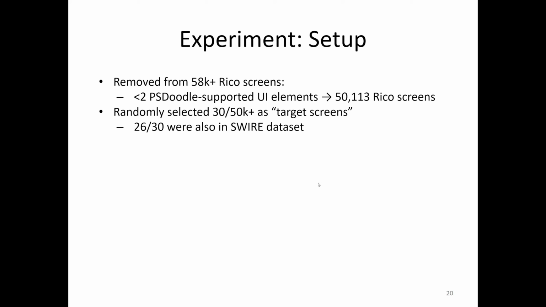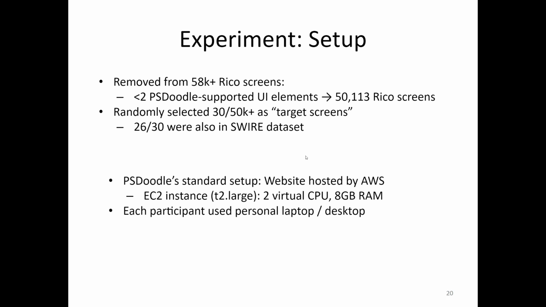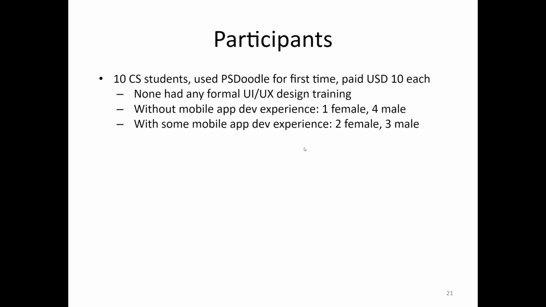icons. We randomly selected 30, 26 of which are also present in the SWARE dataset. We hosted our work on AWS and told each participant to participate through their personal laptop or desktop. About the participants, there were 10 CS graduate and undergraduate students. They don't have any UI and UX design training. 5 of them have some kind of app development experience, and 5 never developed any app.